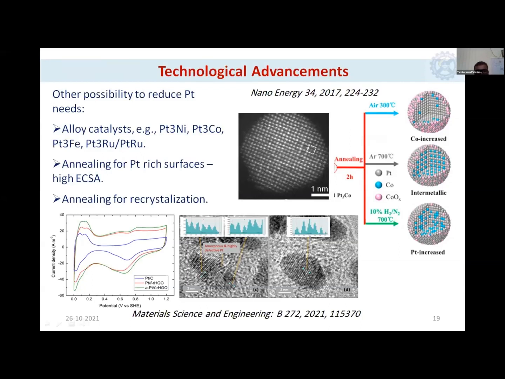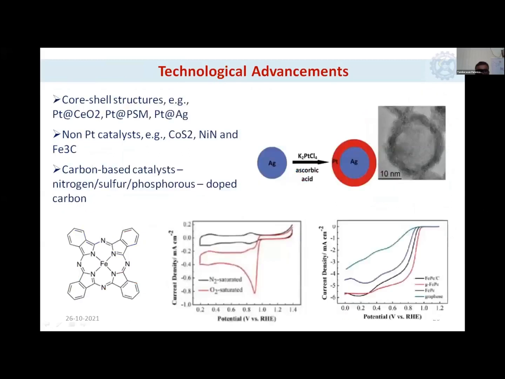And in the broader perspective, we have also observed the relocation or redistribution of nanoparticles. Those have not been agglomerated even at that annealing temperature. And at the end, the advantage here is the improved electrochemical active surface area. Now, there is also another way of improving the utilization of platinum.